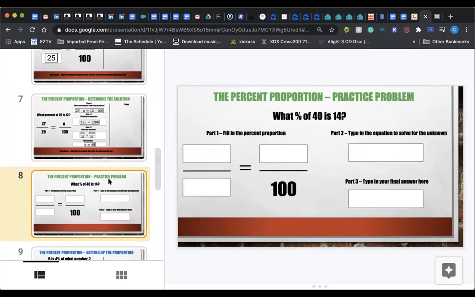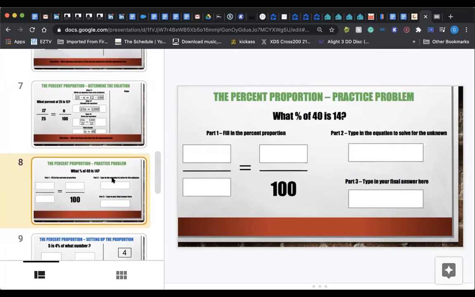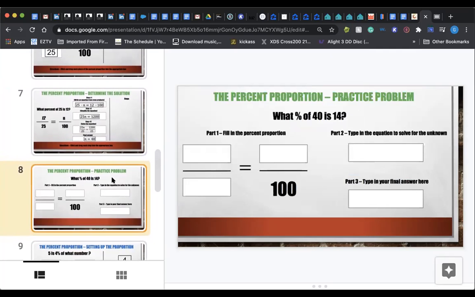All right, do a couple more. All right, so what percent of 40 is 14? So help me fill this one out. What do I put where? So 40 is the total. Okay.